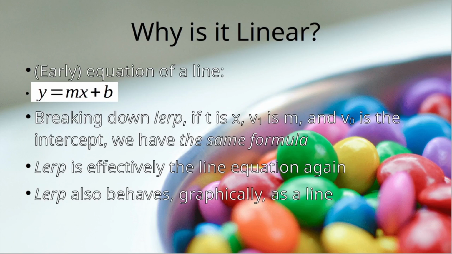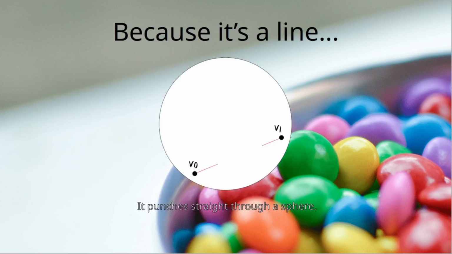So it's still just a straight line, all over again. And it behaves graphically as a line. If you take a position and another position and you linearly interpolate something between them, you will see it move on a straight line between the two, which is usually quite handy, but therein lies our problem, why we need to bring spheres into this.